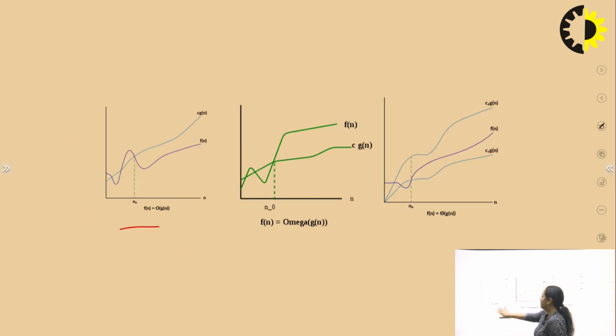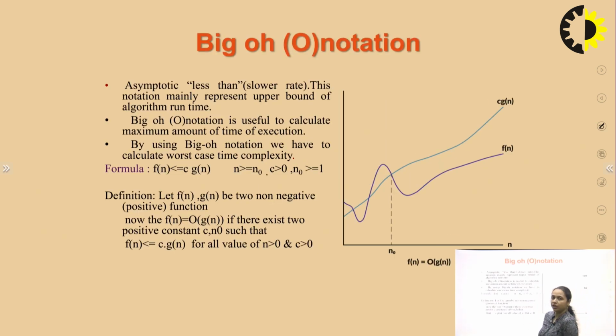These are basically graphs, and where do these graphs come from? From the functions we are describing in the mathematical module. So first we have big O notation. What is big O notation?